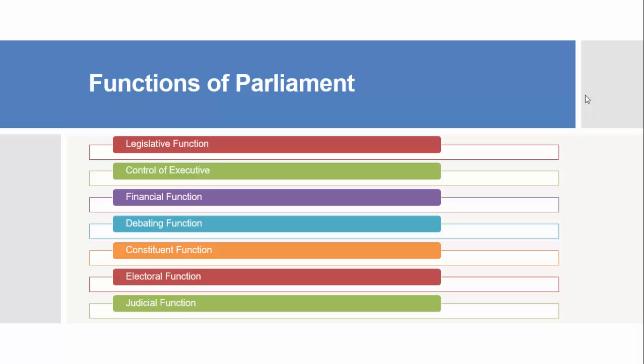Another function is electoral function. The members of parliament take part in the election of the president and vice president of India. And last function is judicial function. The parliament considers the proposal for removal of president, vice president, judges of High Court and Supreme Court, and chief election commissioner.